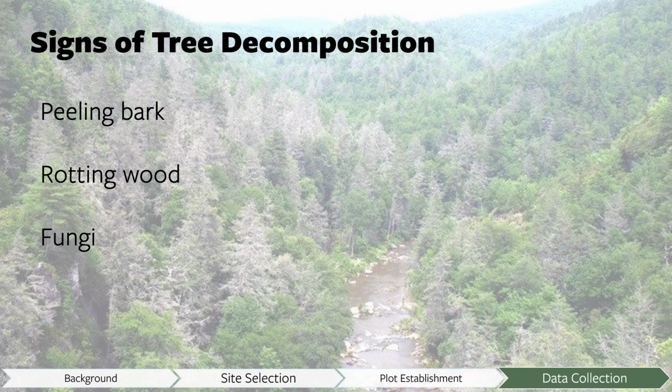In your dead tree survey, which you will do once when you establish your plot, as well as in future years in your annual surveys if you're collecting data on trees that have died, there will be questions about signs of tree decomposition. So some ways that you can tell if a tree is starting to decompose is if the bark is peeling, if the wood is rotting, or if you see any fungi on it. So this is just to give you a sense of how to tell.